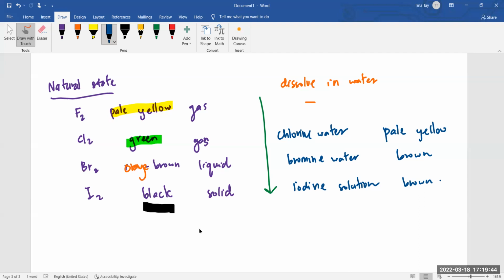So if I ask you, what is the state of iodine at room temperature? You cannot say liquid because, oh teacher, I saw iodine solution in the lab. No, that is iodine dissolved in water. The state of iodine at room temperature is a solid. Get it?